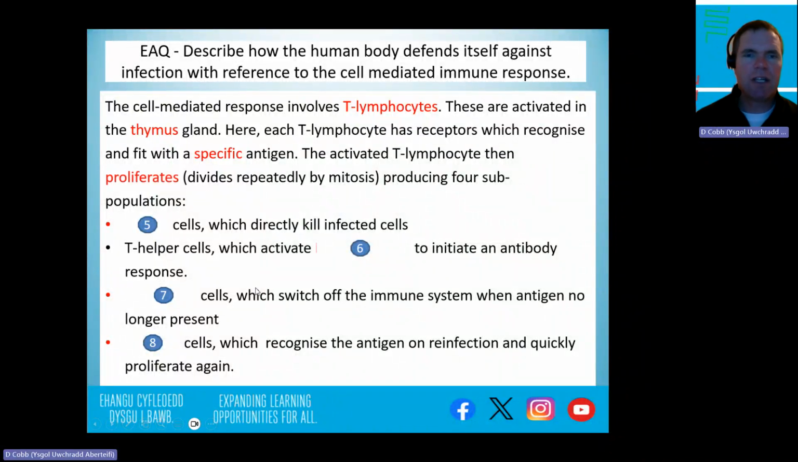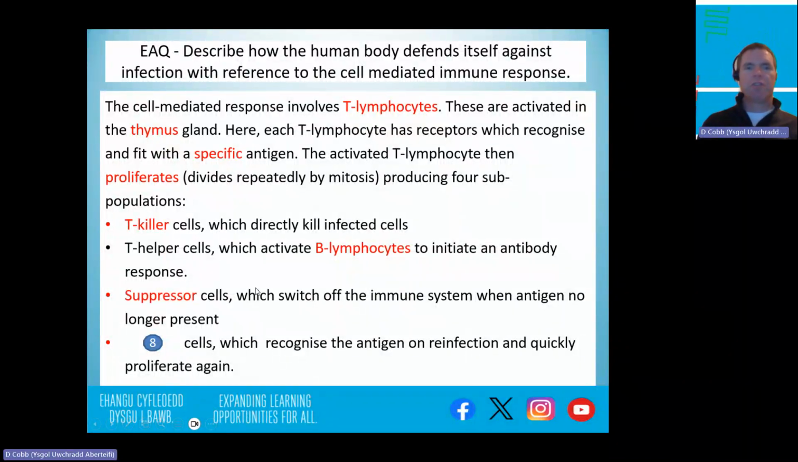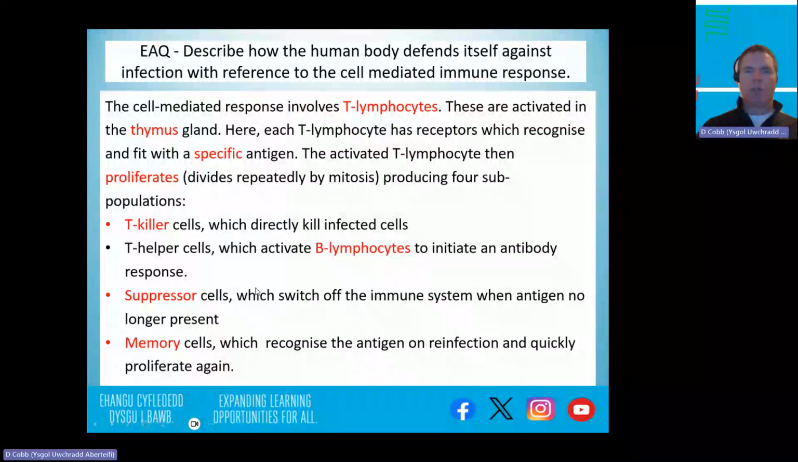We've said that before, it divides by mitosis, producing 4 subpopulations. T killer cells, which kill infected cells, T helper cells, which activate B lymphocytes to initiate an antibody response, suppressor cells, which switch off the immune system, and memory cells. Just on that one slide there, I would say is the minimum of what you need to know. There's lots of key terms that are included on there.